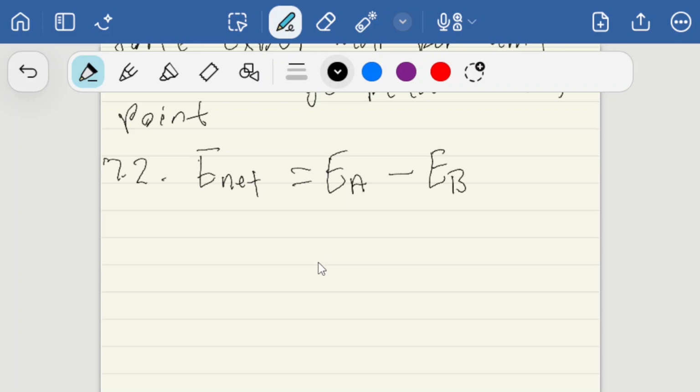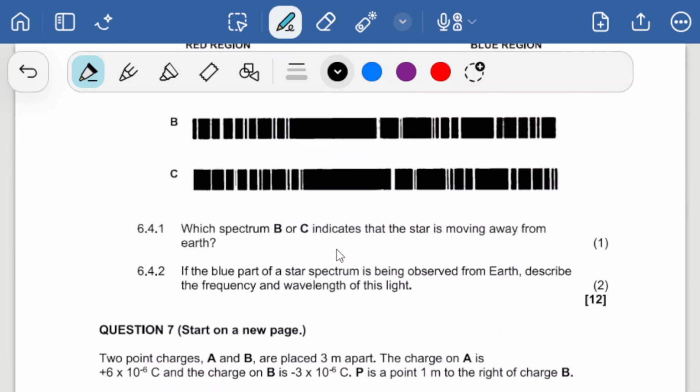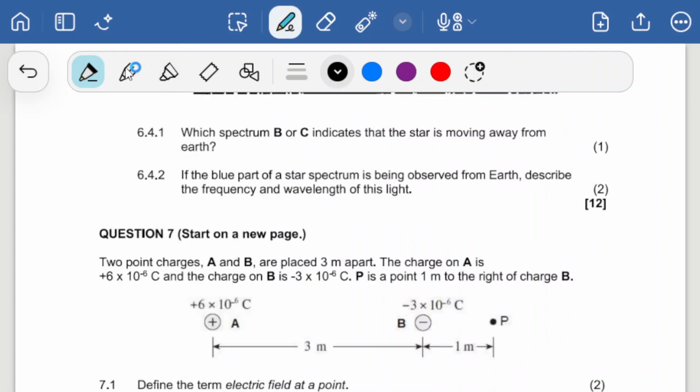You said electrostatic force on charge A. Yes, electric field, not a force. Wait, I don't get it. Okay, let me explain. I'm going to go back up to the question and try to explain.